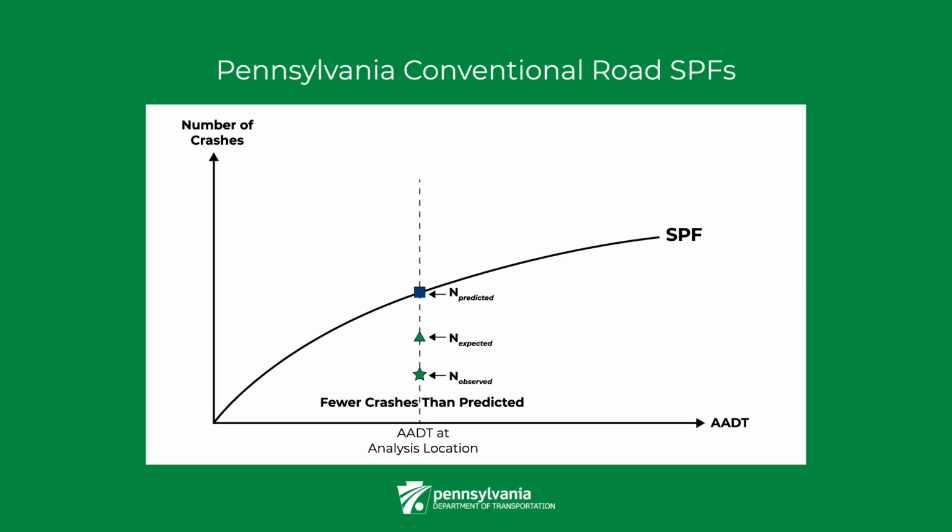A similar calculation could be performed if there were fewer observed crashes than predicted crashes. We would expect more crashes next year than were observed annually over the last 5 years.